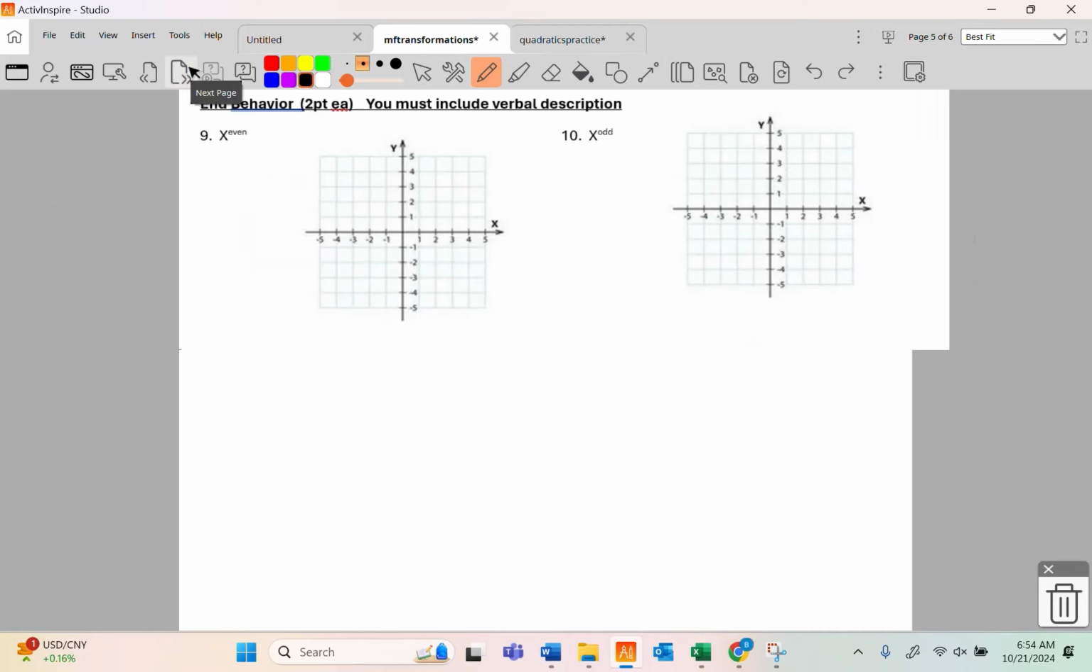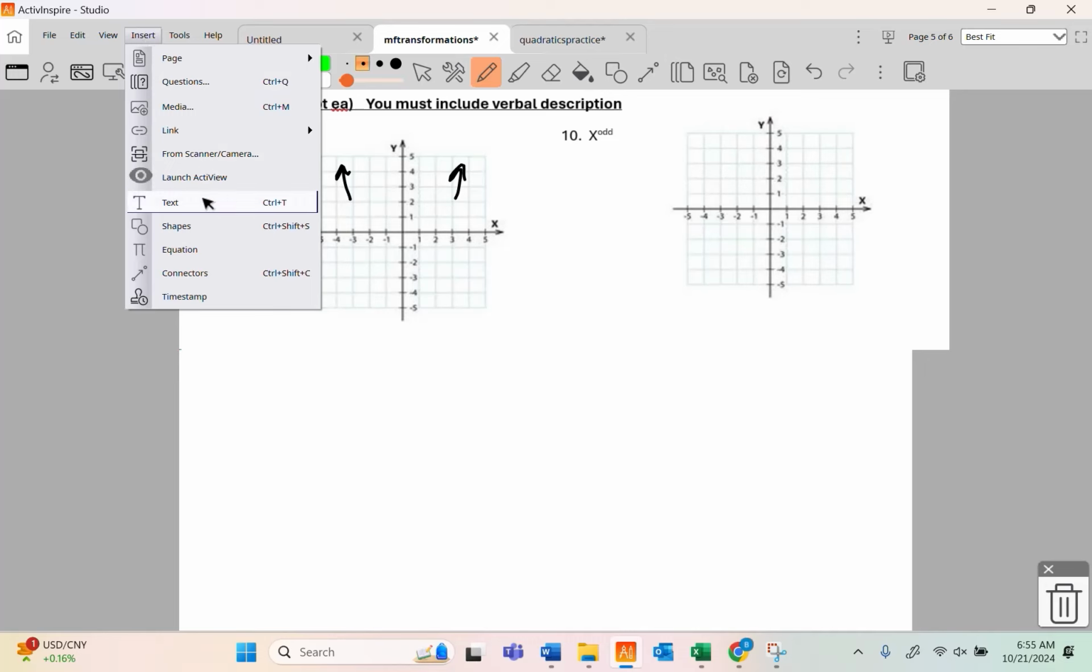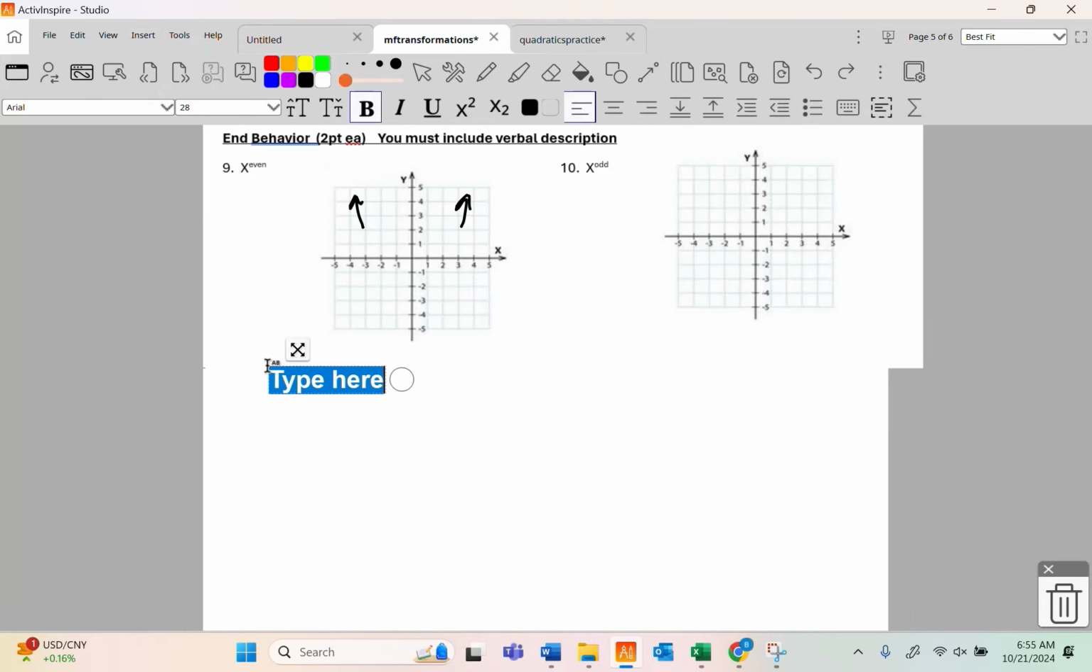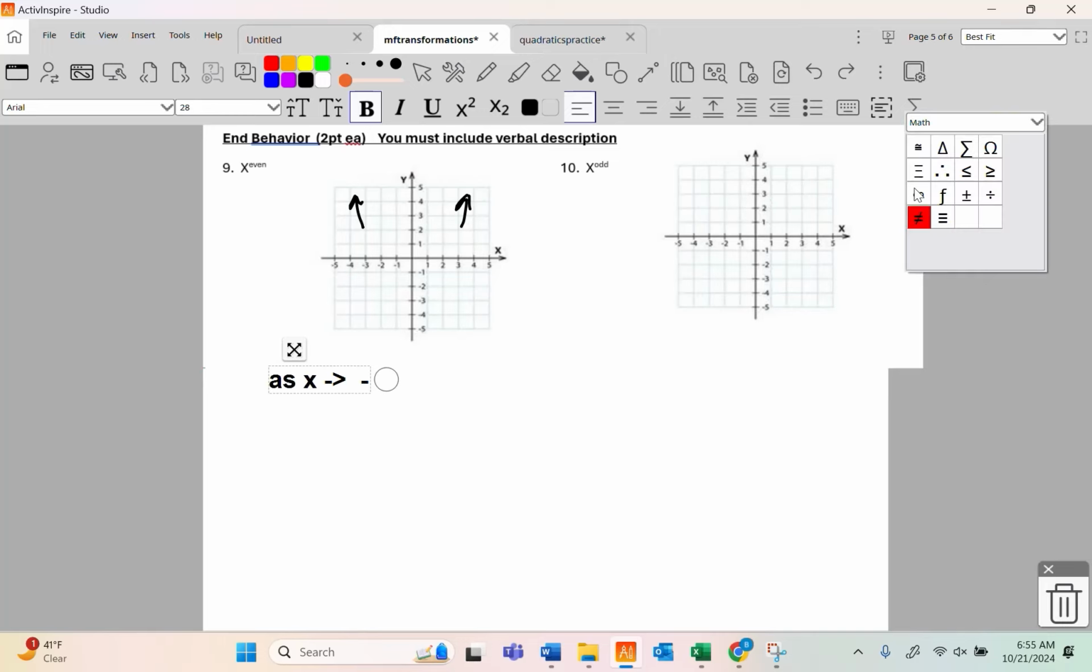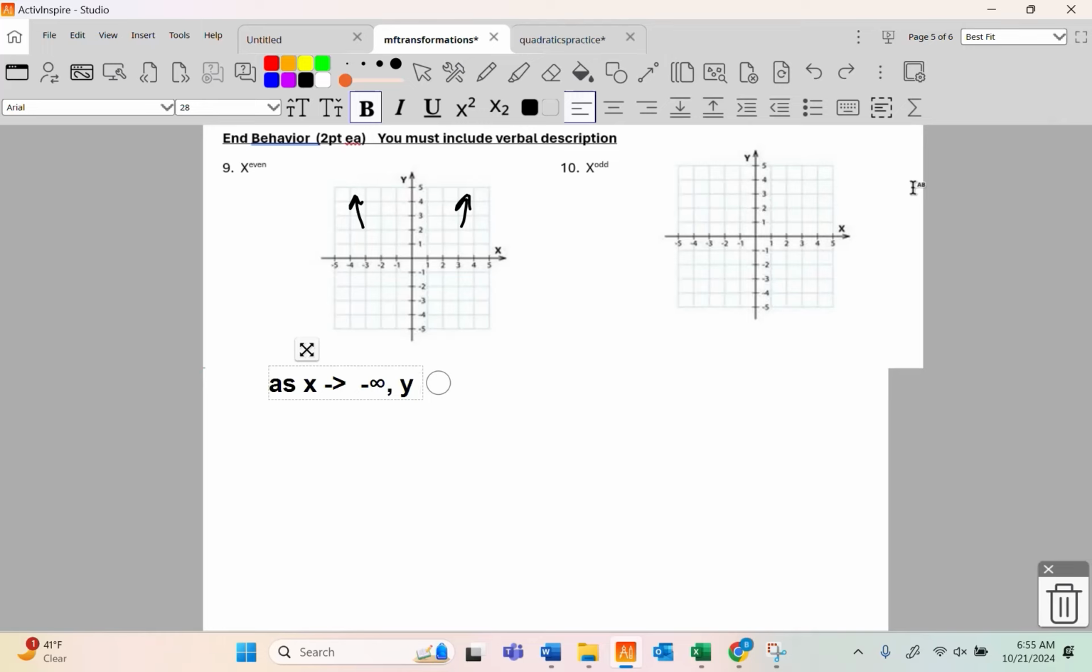And then you've got your end behavior, which is basically just memorization. X to the even starts high and ends high. Your verbal description, which is something that a lot of kids just don't seem to want to do. I guess they don't like writing. But it's as x approaches, which is just an arrow, -infinity, y approaches positive infinity.